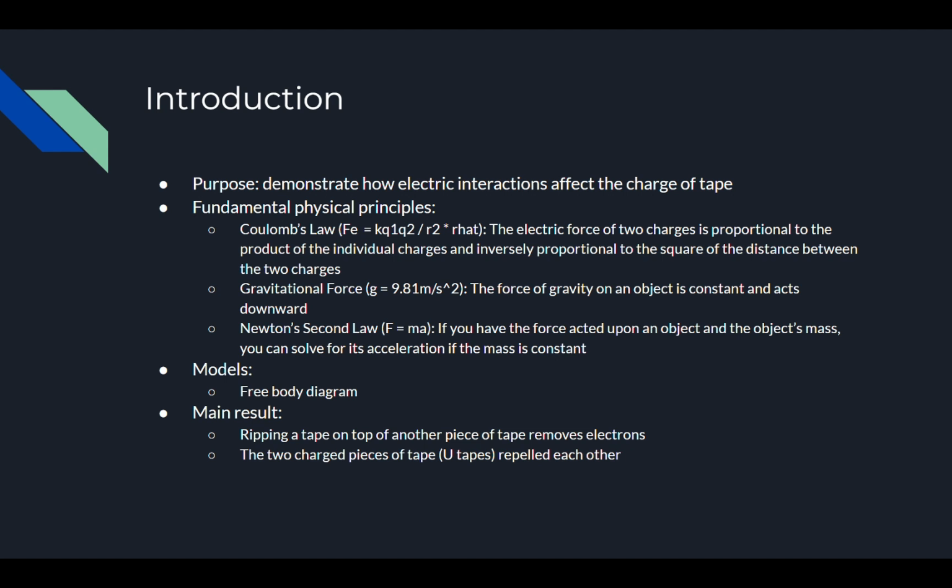The model that I used for this experiment was a free body diagram, and the main result was that ripping a tape on top of another piece of tape would remove electrons, and that the two charged pieces of tape, also called U-tapes, would repel each other because they have the same charge.